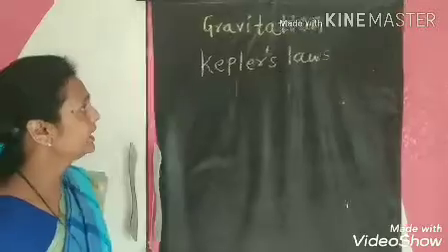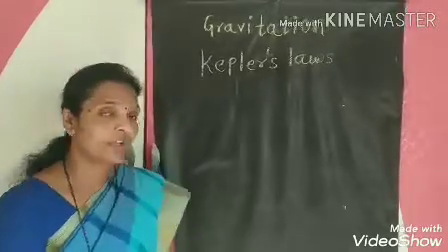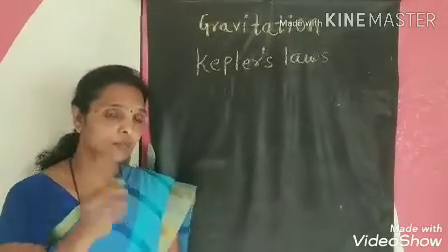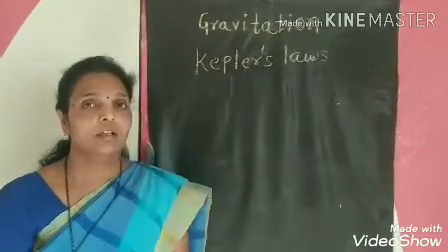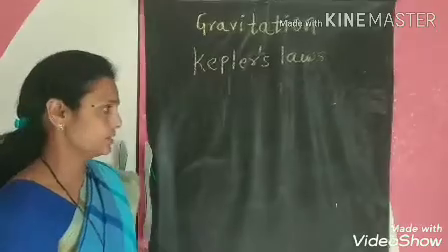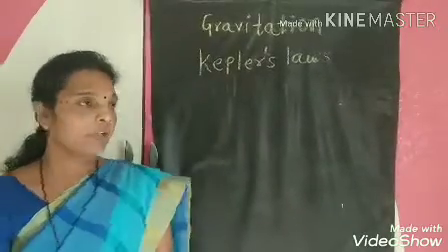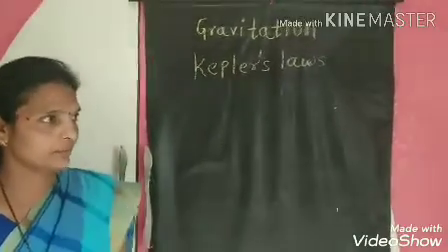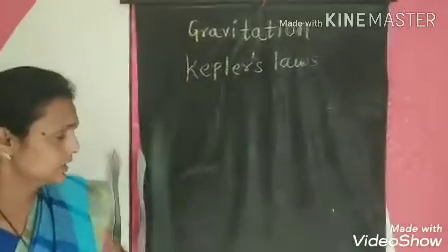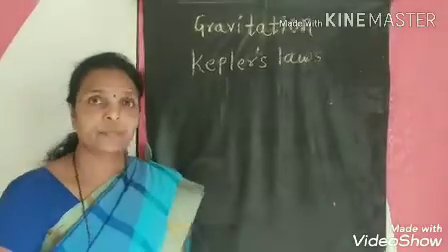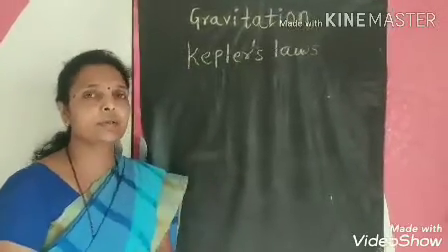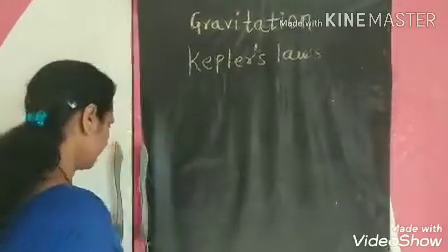So what is meant by circular motion? Whenever any object moves in a circular path, it is called circular motion. Many examples are there: a moving fan, the moving hands of a clock. So many examples of circular motion are there.